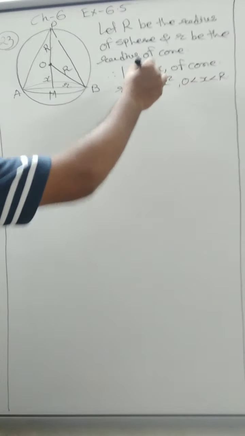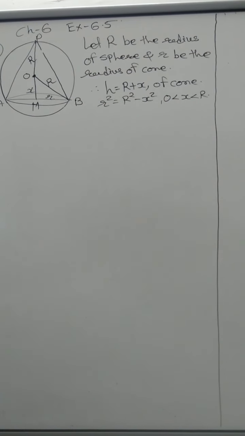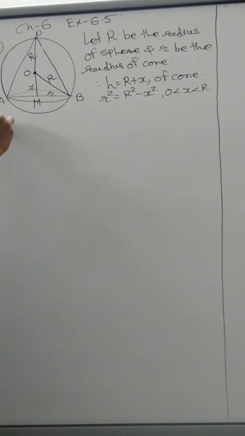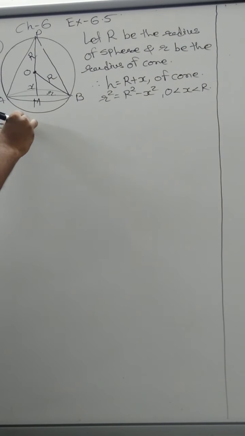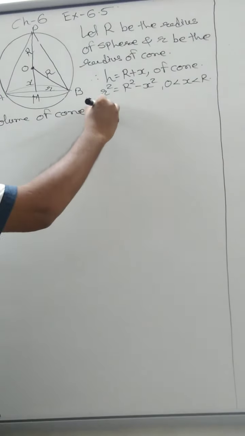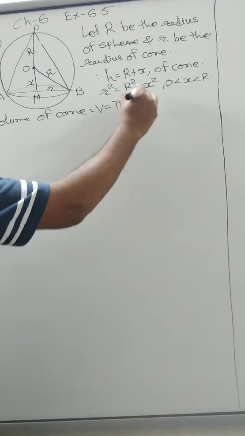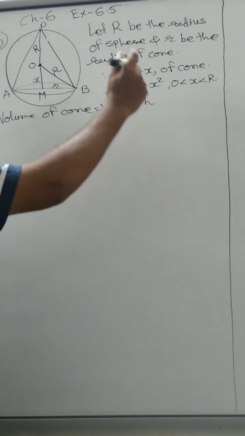Therefore, the height PM of the cone is equal to R plus X, where we let OM be X. Now we want to find the volume of the cone. So the volume of the cone is V, which is pi r square h, right? And h equal to R plus X.